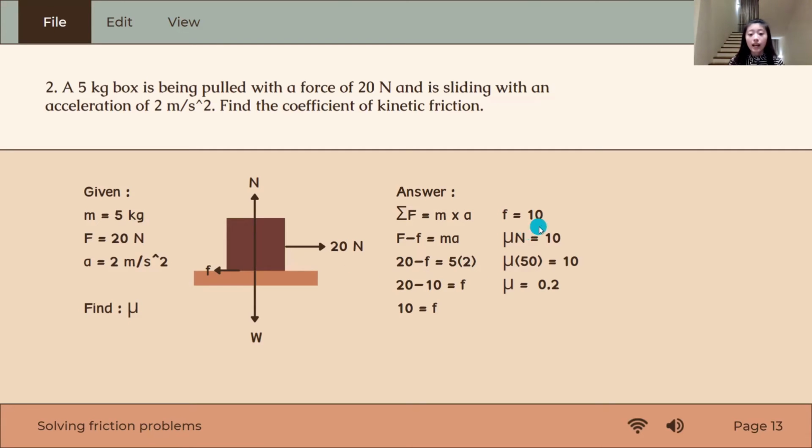It is because the normal force equals weight, just like the previous question, and weight is mass times the gravitational force. The mass is 5 kilograms. Multiplied by the gravitational force 10 makes the normal force 50. So mu times 50 equals 10. If we divide both sides by 50, mu equals 10 divided by 50, which is 0.2. So the coefficient of kinetic friction is 0.2.